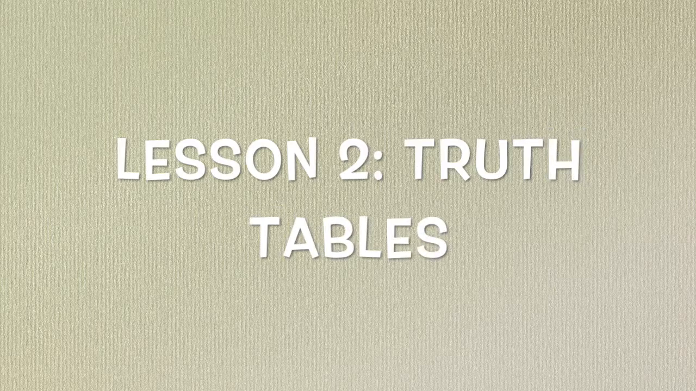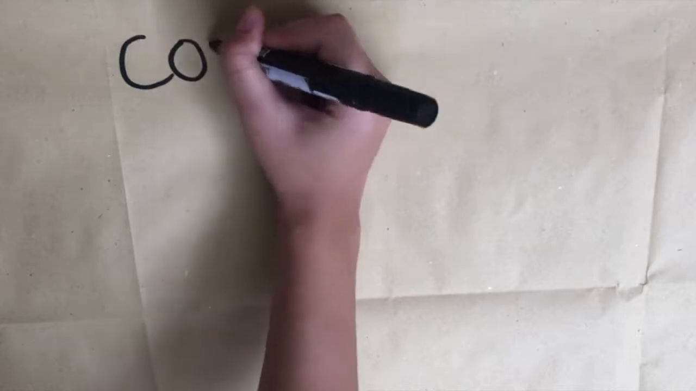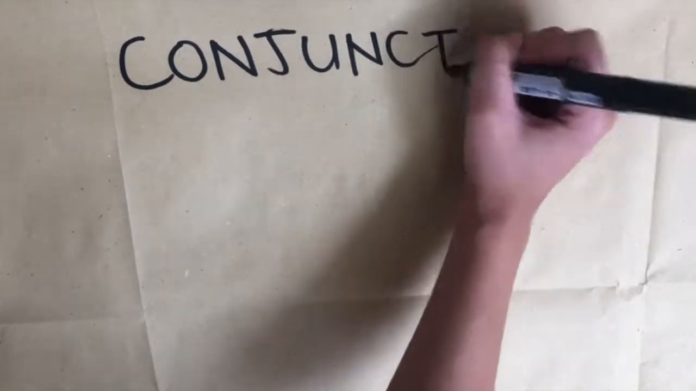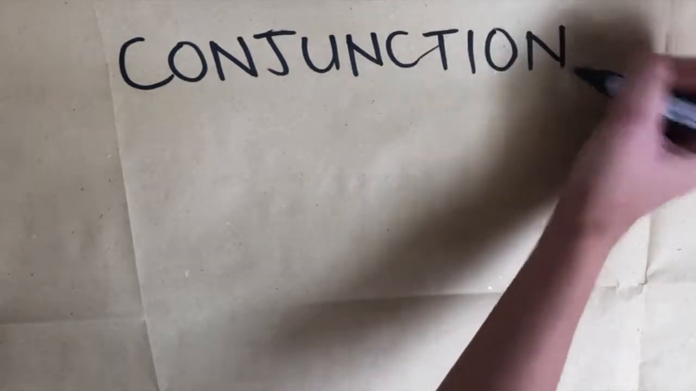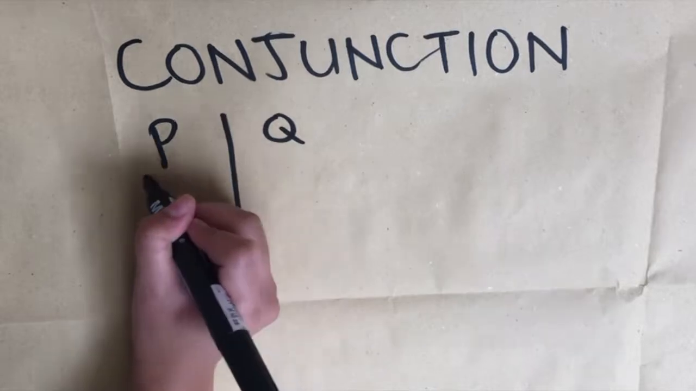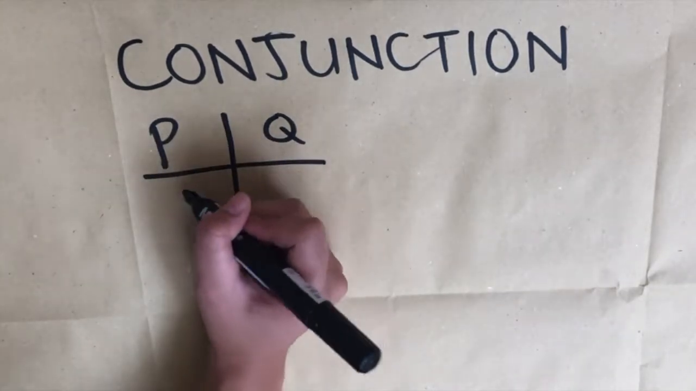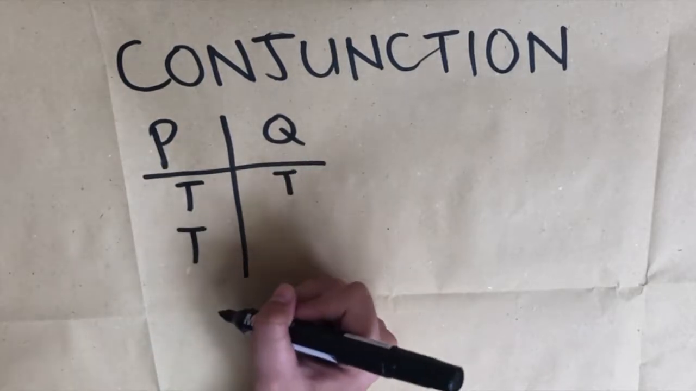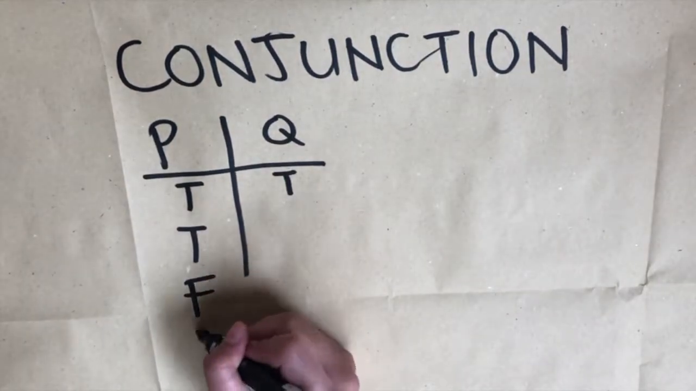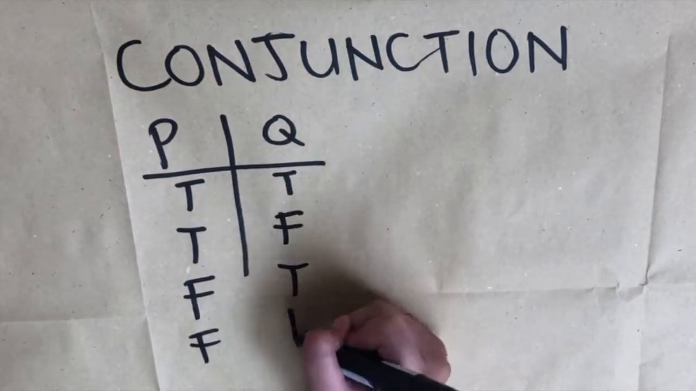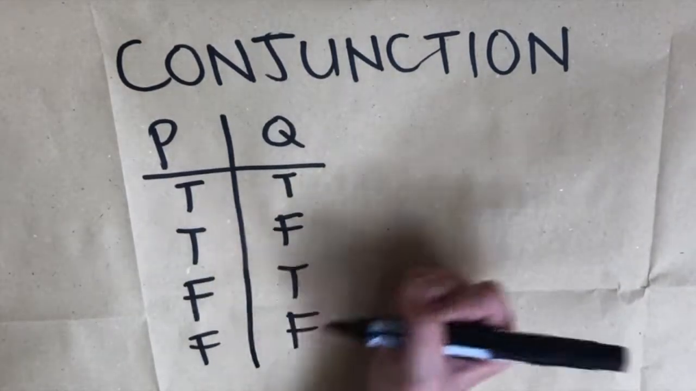Lesson 2. Truth Tables. Let's start with conjunctions. The connective and implies the idea of both. Now, let's draw our truth table. We have our first two variables, P and Q. So for P, we'll write down two T's and two F's. For Q, T, F, T, F. By doing this, we'll have the four possibilities.